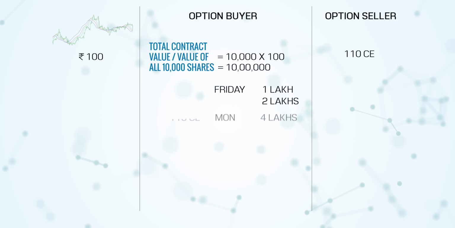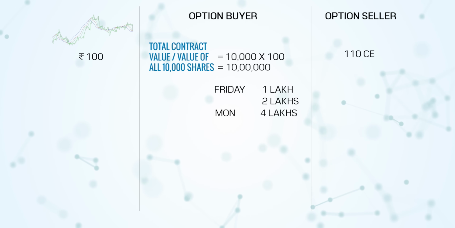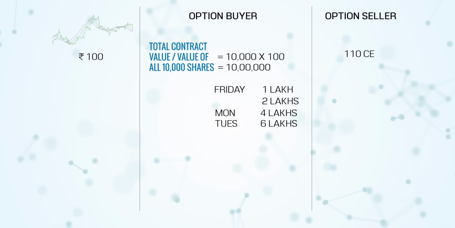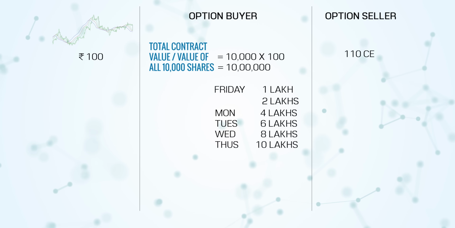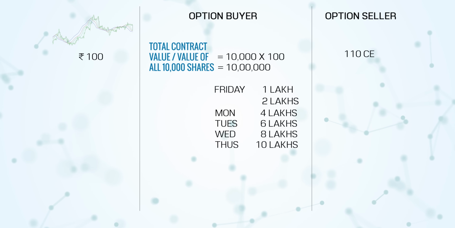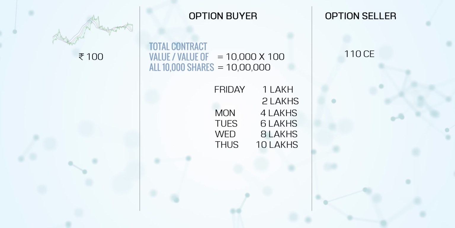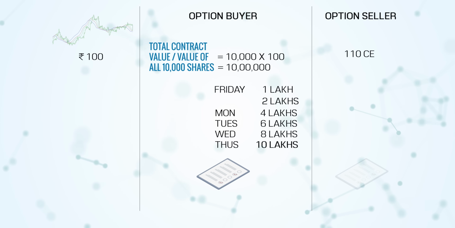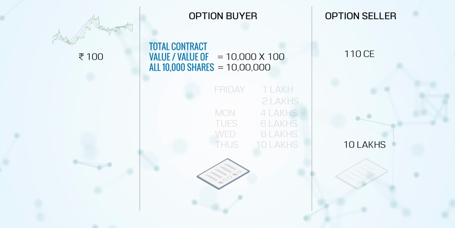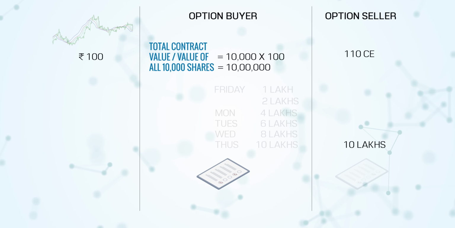Then come next Monday, you must have 4 lakh in your account. Tuesday, you should have 6 lakh in your account. Wednesday, you should have 8 lakh in your account. And Thursday morning, you should have 10 lakh in your account. Otherwise, they will square off. In case you have got 10 lakh rupees in your account, and the price goes in the money, and then at the end of the day the seller gives the physical delivery of the share, the 10 lakh will be deducted from your account. So this creates a huge problem.